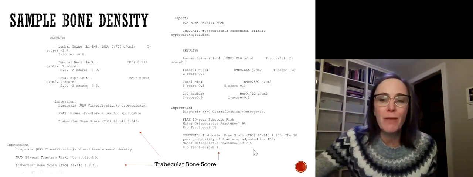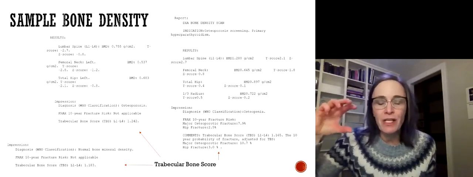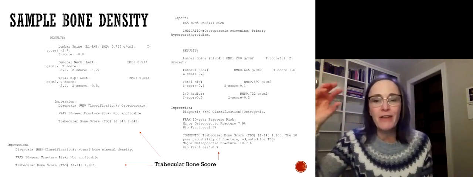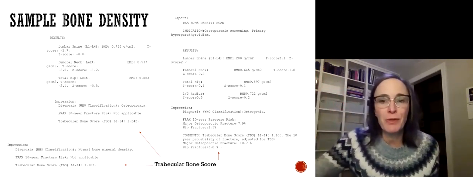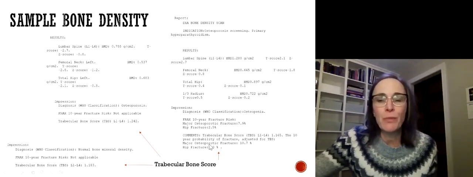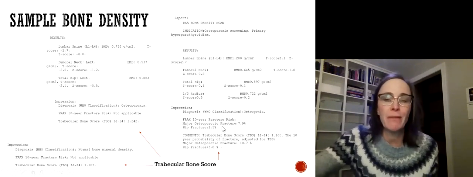So the bone microarchitecture is not good enough to say that these bones should not be treated. So now that I've got a hip fracture risk of 3%, this is going to change me to, yes, I'm going to treat this patient. Before we had these trabecular bone scores, I would not have treated this patient. Now that they're added in, it's giving me another level of information to make a better decision for my patient.